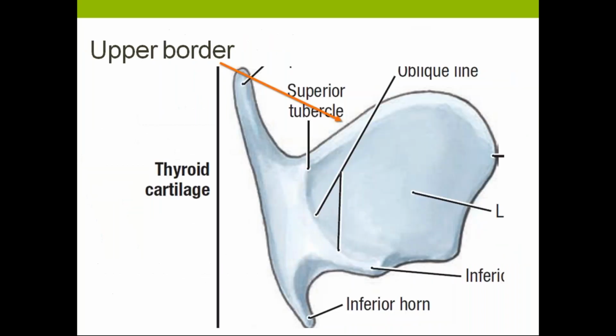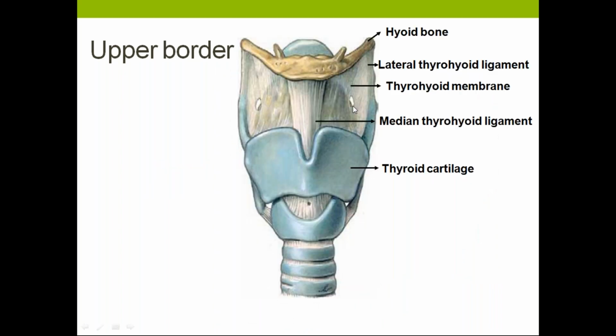Next we'll see the upper border. The upper border is convexo-concave from before backward, and it gives attachment to the thyrohyoid membrane. See, this is the thyroid cartilage, and this is the upper border. This thyrohyoid membrane is attached above to the upper border of the body and greater cornu of the hyoid bone, not to the lower border.